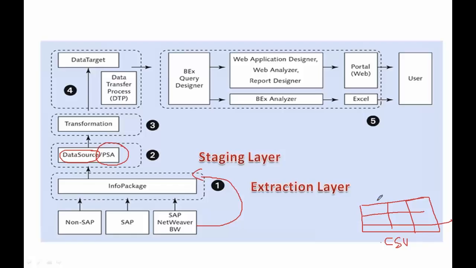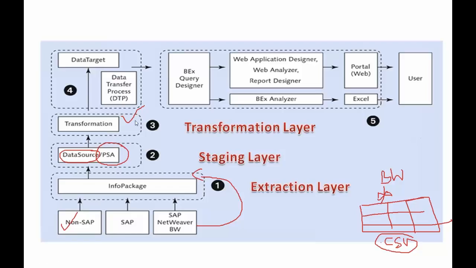So whenever I want to load this data, BW cannot read the data in CSV format. Then what do I need to do? I have to convert this CSV format into BW format. Who is doing the conversion? A transformation is doing the conversion. What is a transformation? Transforming the data from source format into destination format. That is called transformation. That is called the transformation layer.